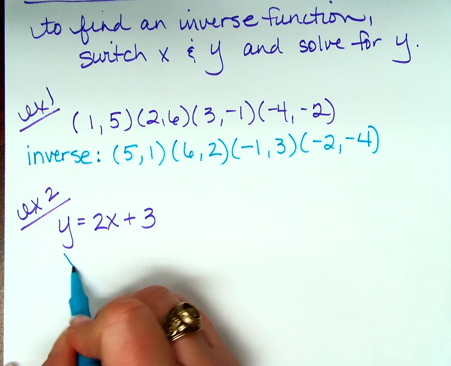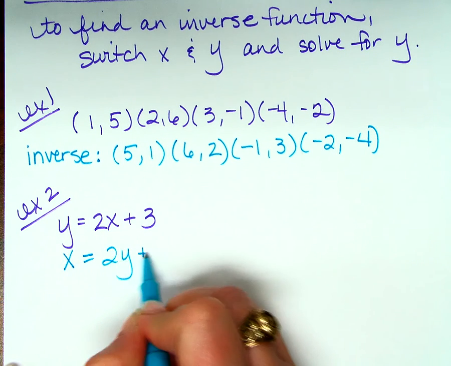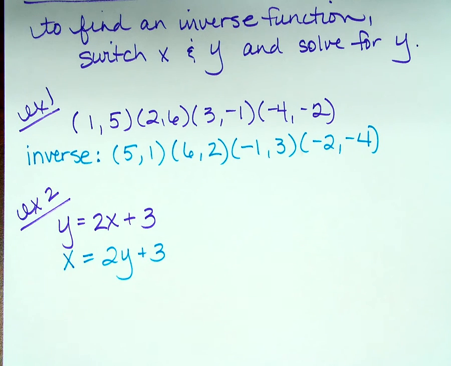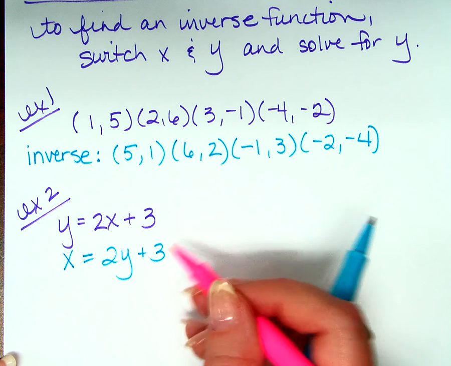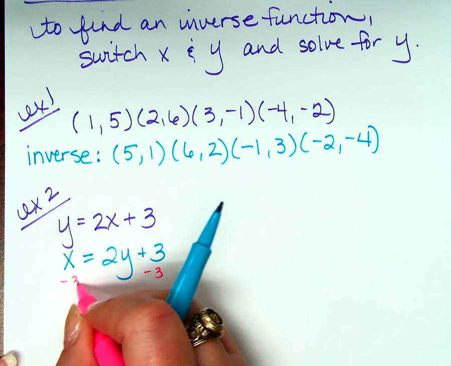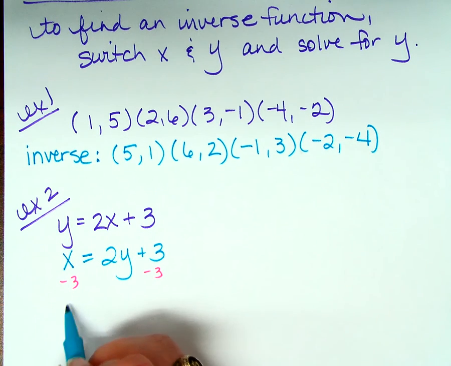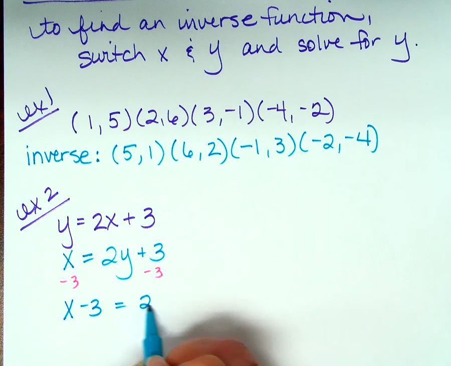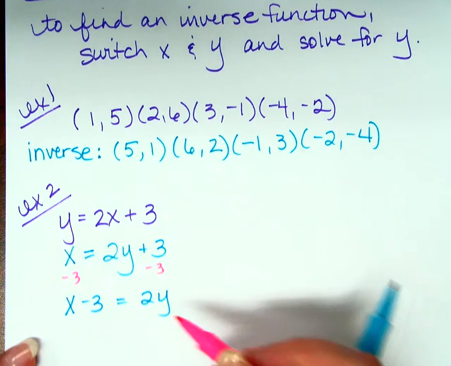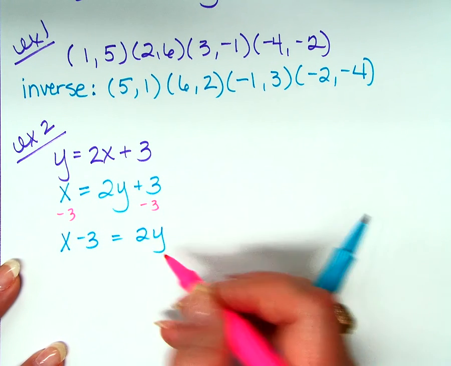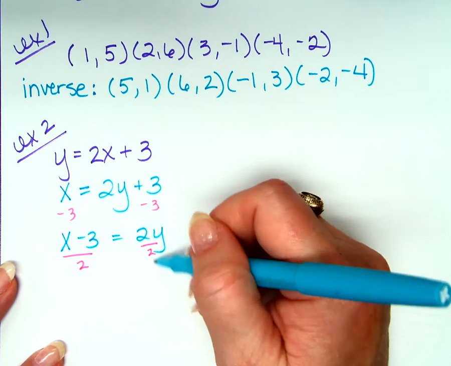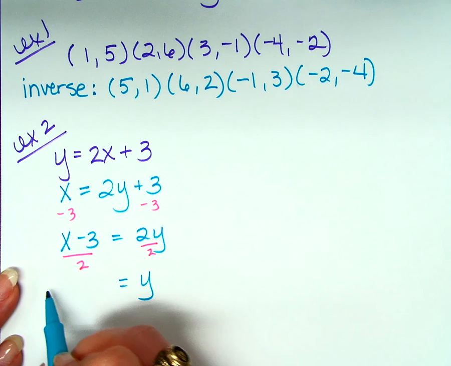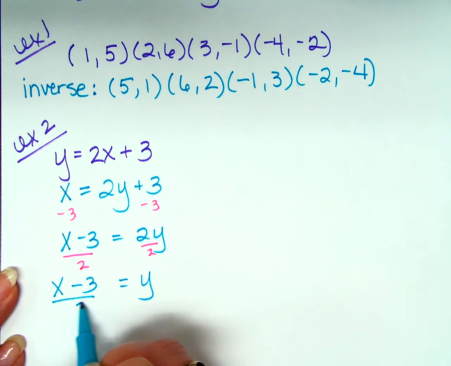When I switch x and y, I get x equals 2y plus 3. So now I go about solving for y. So basically I'm trying to undo what's already there. How do I undo adding 3? Well, I subtract 3. And I do it to both sides so I keep the equation balanced. x minus 3 equals 2y. How do I undo 2y? Well, to undo 2y, I divide by 2. This simplifies to 1, so all that I have left is a y. This side I have (x minus 3) over 2.